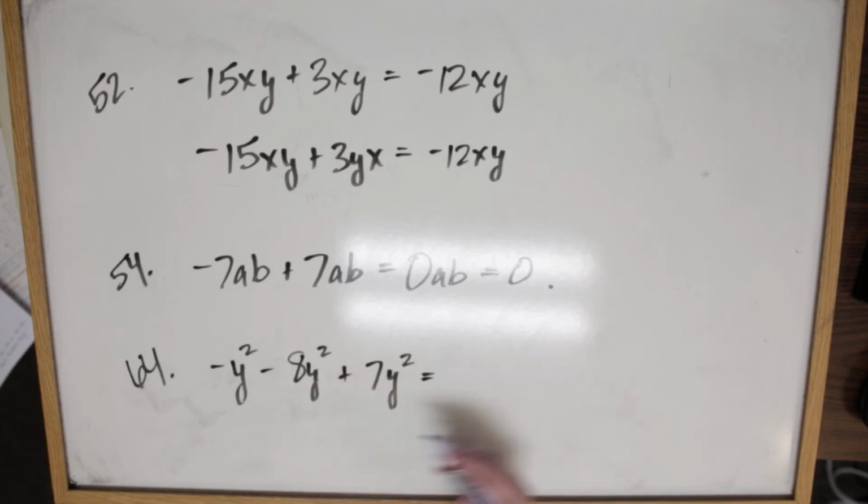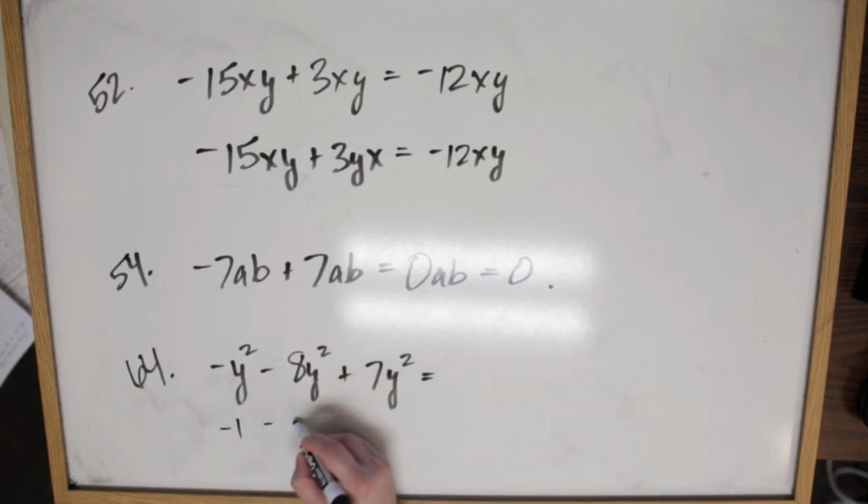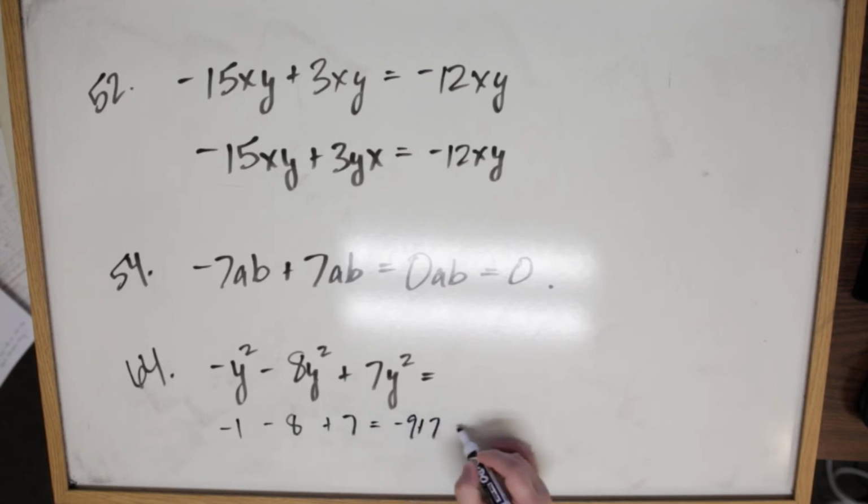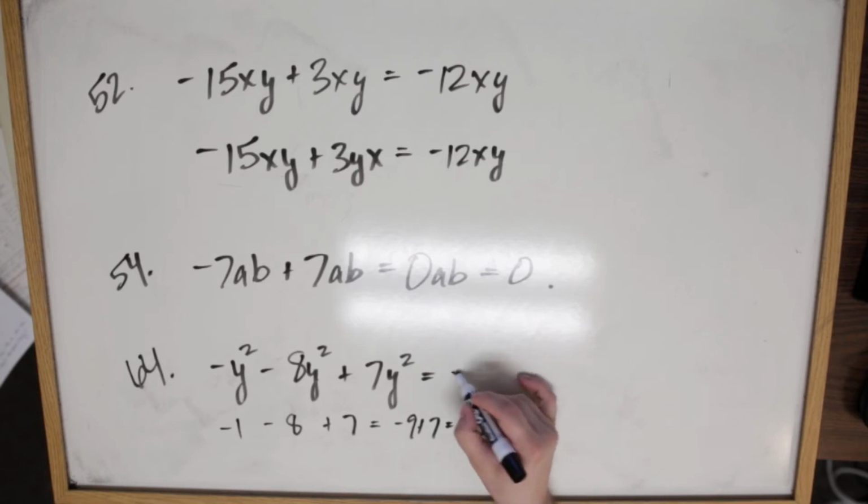So minus 1, minus 8, plus 7. This is the same thing as a minus 9 plus 7. And that is going to be what? A minus 2. So here our solution is minus 2.